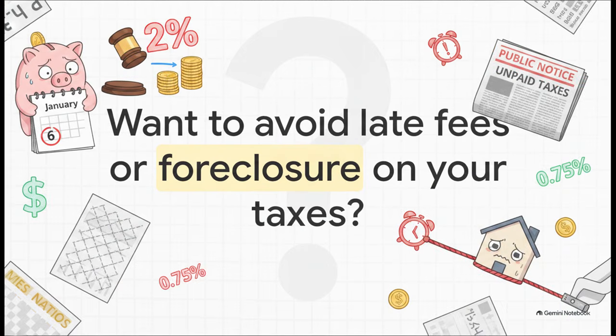So let's kick things off with a pretty high-stakes question. Do you want to avoid severe penalties like that brutal 2% first-month interest hit or even a statutory lien in foreclosure? When that January 6th delinquency date rolls around, the consequences are immediate. The county starts applying that 2% interest for the first month, followed by a 0.75% charge every single month after that. Plus, unpaid real property bills are legally required to be advertised in the local newspaper. So, getting a handle on this process isn't just about convenience. It is absolutely crucial for protecting your financial peace of mind.